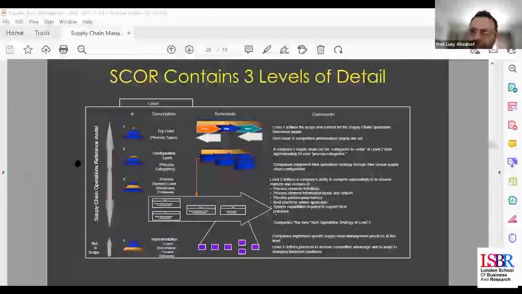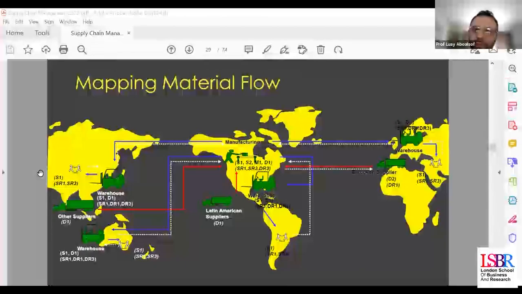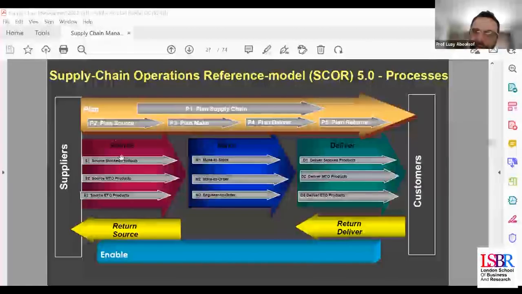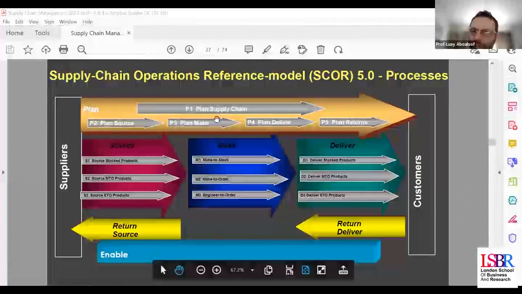The next one for me, actually, after finishing the SCOR module, is something called a mapping flow or a global mapping process. Very important. This would present your SCOR module between the source, make, and deliver.